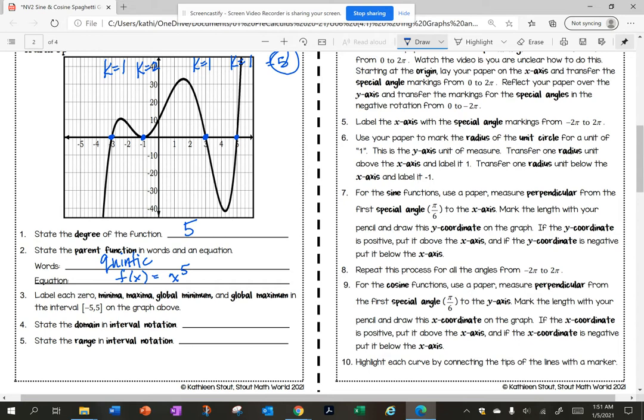Next, I want to label the minima, maxima, global minimum, and global maximum in the interval from -5 to 5. So this is going to be a maximum. This is going to be a maximum. This is going to be a minimum. So this is also the only minimum, so that'll also be the global minimum. And this is the highest of the highest, so this is also the global maximum.